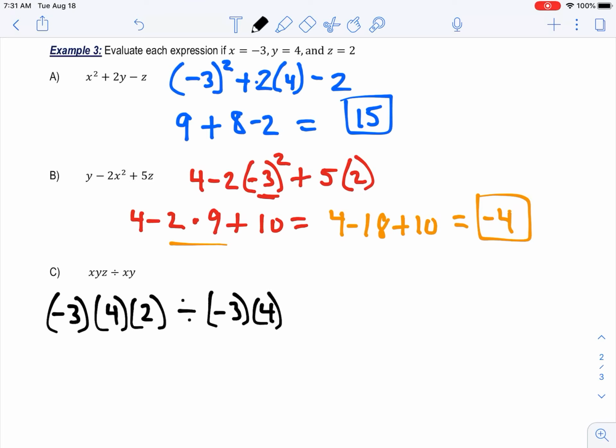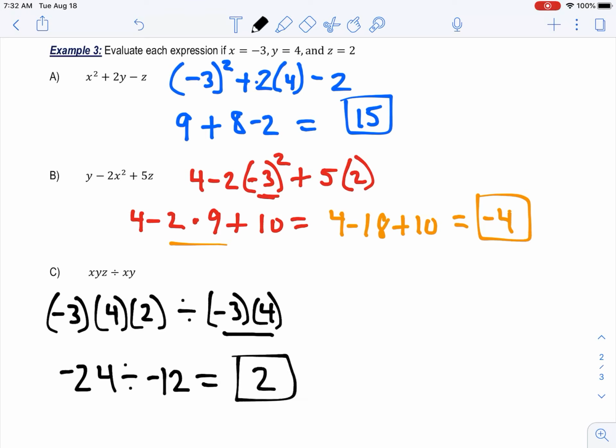Okay, so there's no signs in between these first three, so I'm going to be doing negative 3 times 4 times 2. So negative 3 times 4 is negative 12, times 2 is negative 24. Well, for the second part, if I do negative 3 times 4, I get negative 12. Well, negative 24 divided by negative 12 gives us a positive 2.